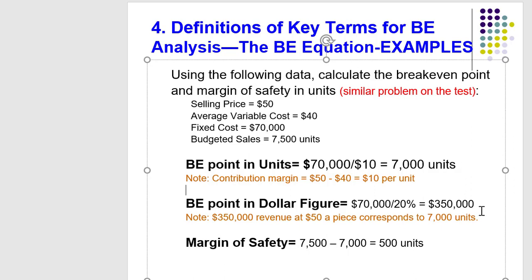And the margin of safety is basically the difference between your budgeted sales and break-even units. The budgeted sales is 7,500 units, and your break-even units is 7,000, resulting in 500 units as your margin of safety. So in case your sales fall below your budgeted sales by up to 500 units, you're okay, you can break even. But if it falls more than 500 units, you're going to incur a loss.